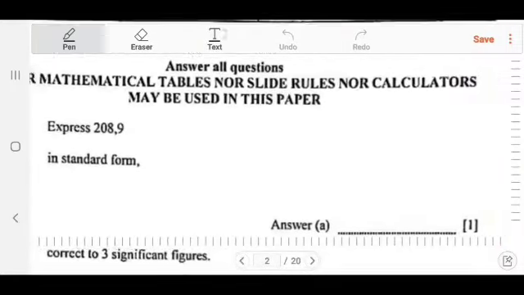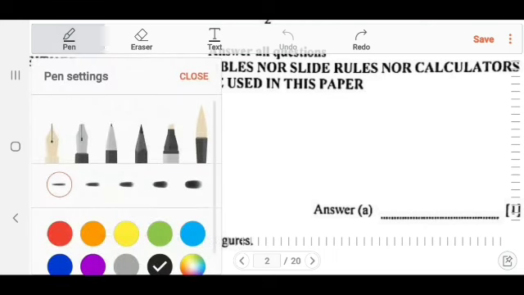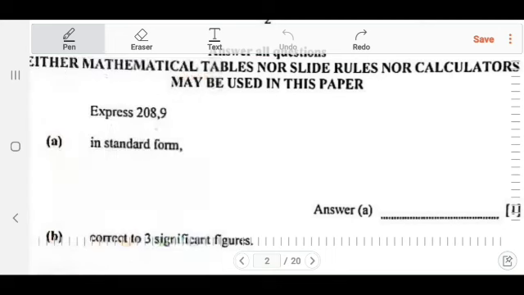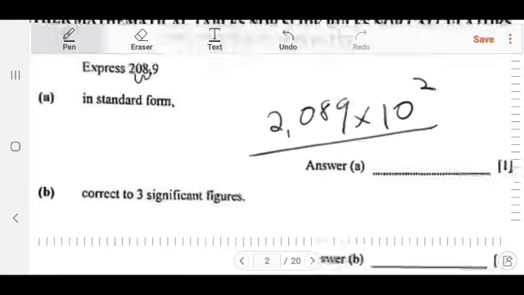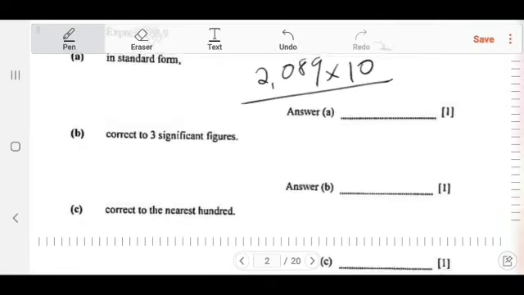Okay, number one, express 208.9 in standard form. This is very simple. Just count from here, 1, 2. So it equals 2.089 times 10 to the power. We're counting to the left, so it's positive 2. Then number B, correct to 3 significant figures.